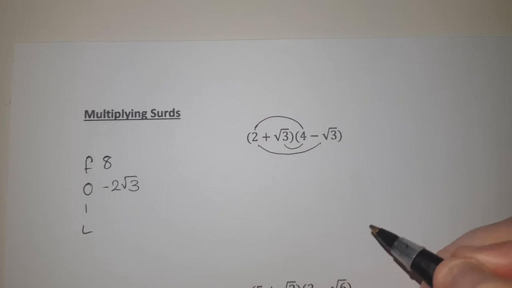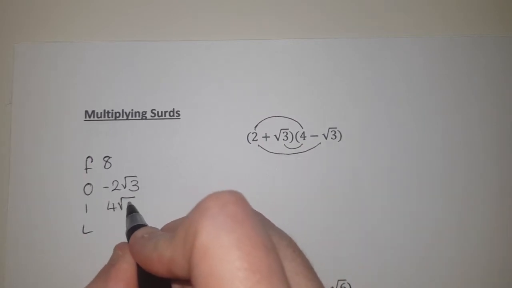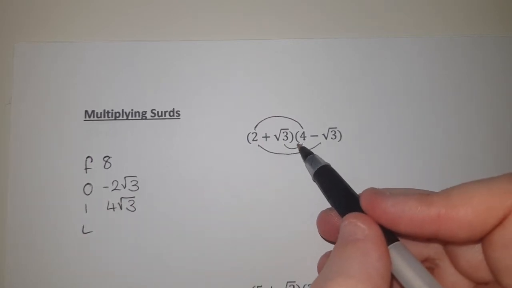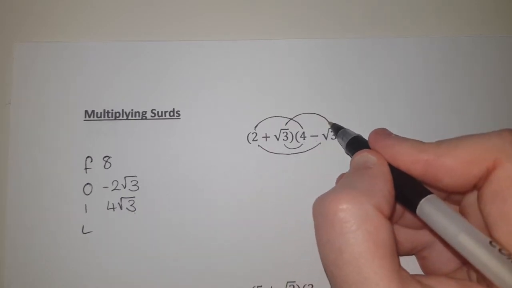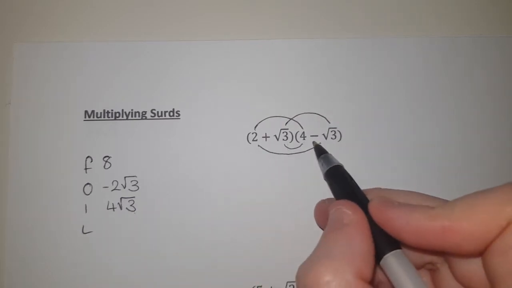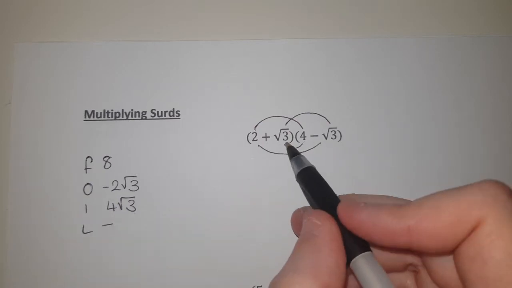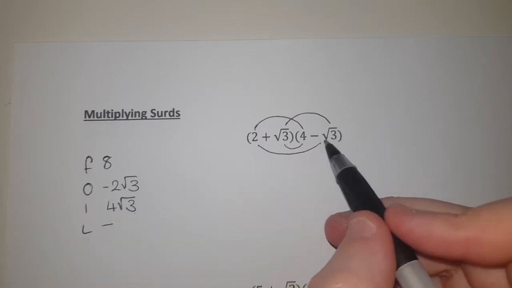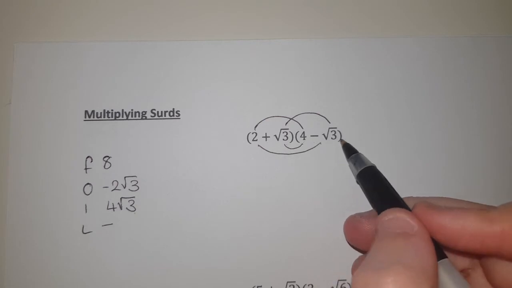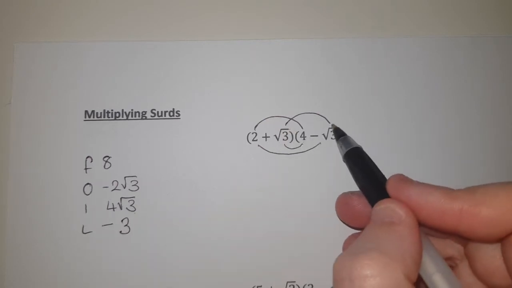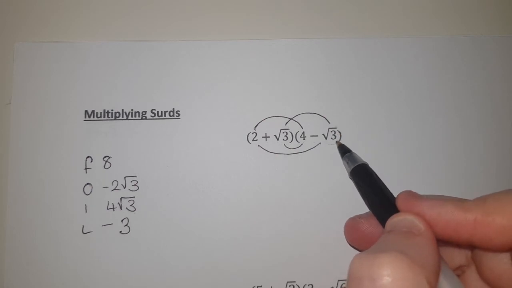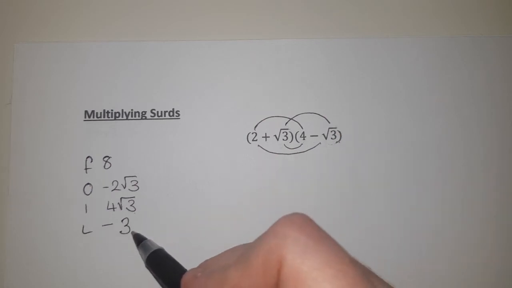Inside, I've got 4 times root 3. We literally have 4 root 3, just like if you did 4 times x, you had 4x. And last is root 3 times minus root 3. So a positive times a negative is a negative. Now, root 3 times root 3 would give you the square root of 9. Square root of 9 is actually 3. So when you multiply a surd by itself, you just get the number inside. So root 3 times root 3 is just 3.